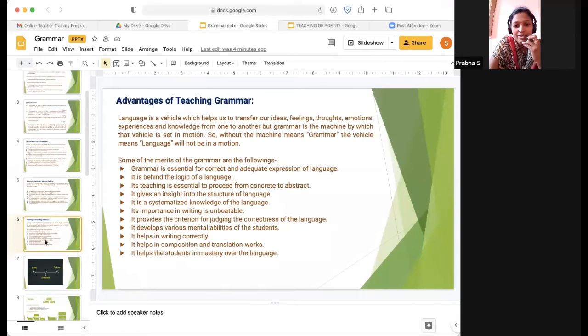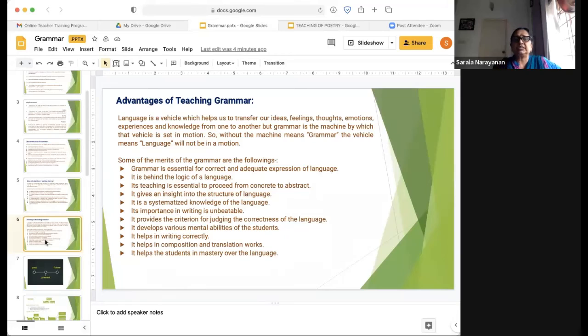Grammar is essential for correct and adequate expression of language. It is behind the logic of a language. Its teaching is essential to proceed from concrete to abstract. It gives an insight into the structure of language. It is a systemized knowledge of the language. Its importance in writing is unbeatable. It provides the criterion for judging the correctness of the language. It develops various mental abilities of the students. It helps in writing correctly. It helps in composition and translation work. It helps the students in mastery over the language.